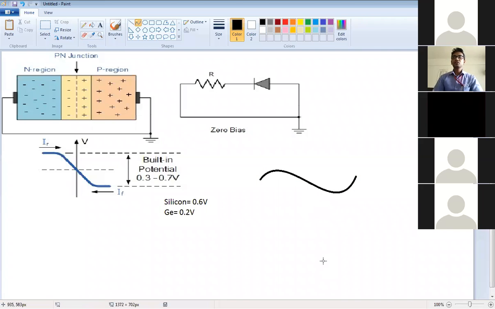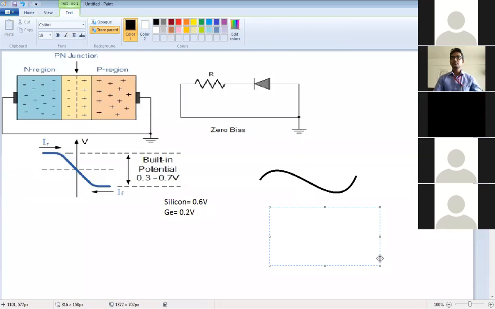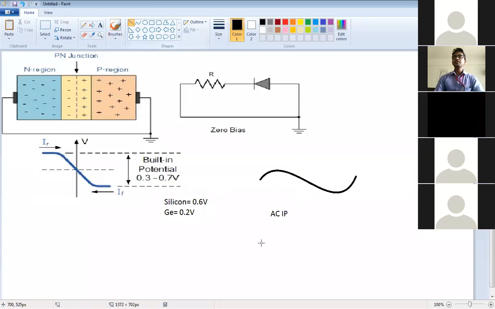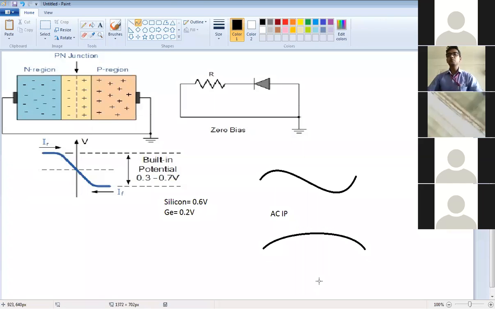Getting it? So this is positive half cycle. This is positive half cycle. This is the negative half cycle. This is AC wave, correct? This is AC input, correct? And at the output, you generally get this DC. You get signal like this. This is DC output, correct?